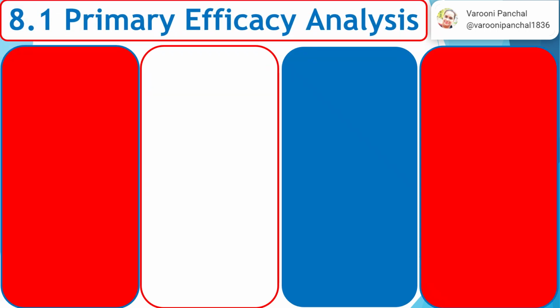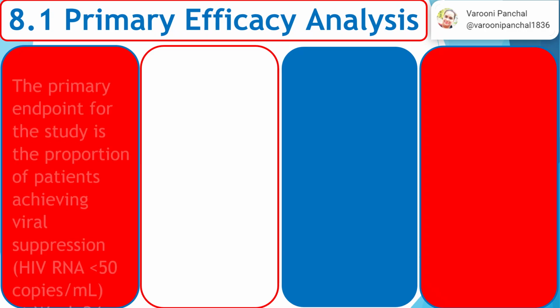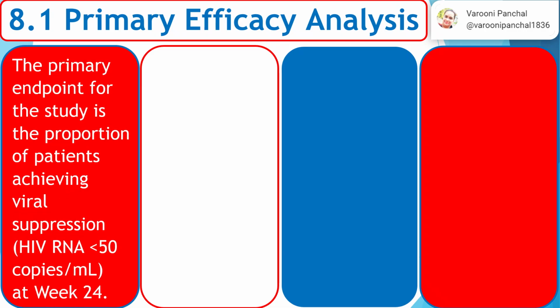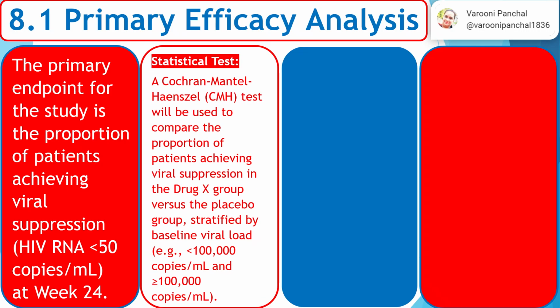8.1 Primary efficacy analysis. The primary endpoint for the study is the proportion of patients achieving viral suppression, HIV RNA less than 50 copies per milliliter, at week 24. Statistical test. A Cochran-Mantel-Haenszel (CMH) test will be used to compare the proportion of patients achieving viral suppression in the Drug X group versus the placebo group, stratified by baseline viral load, e.g., less than 100,000 copies per milliliter and greater than or equal to 100,000 copies per milliliter.